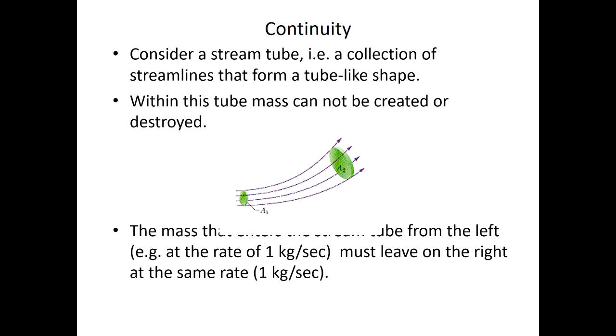So for the rate of change of mass in a steady flow, whatever enters to the left side must leave to the right side. Okay, so if you have 1 kilogram per second entering from the left side, it better leave 1 kilogram per second on the right side.